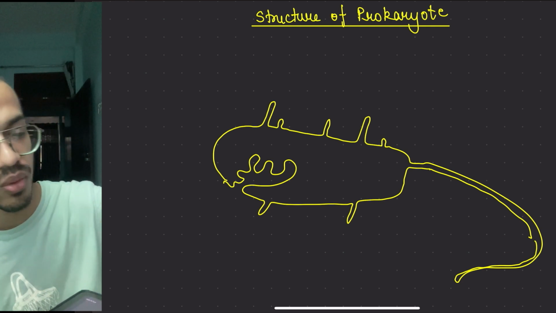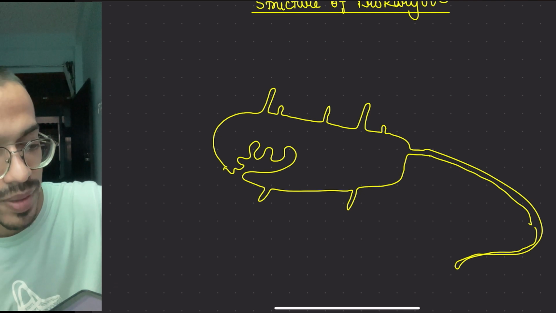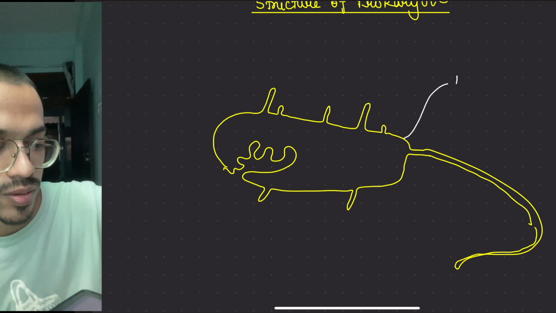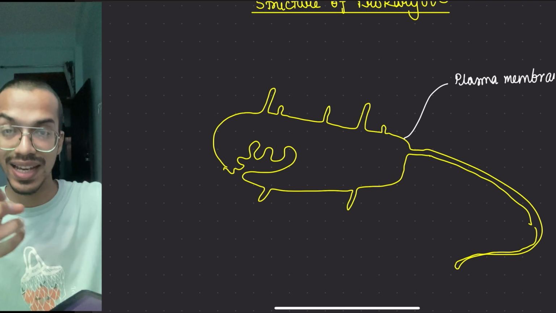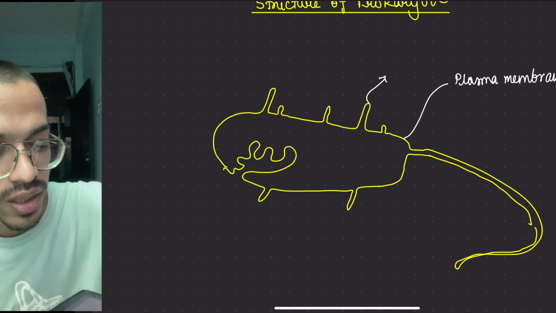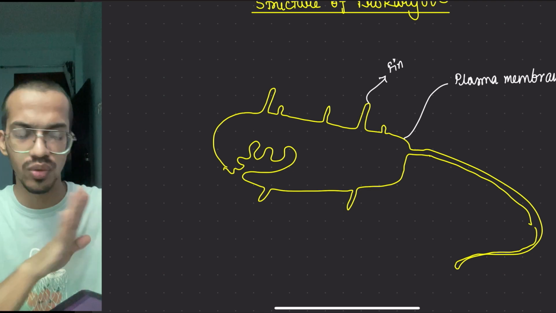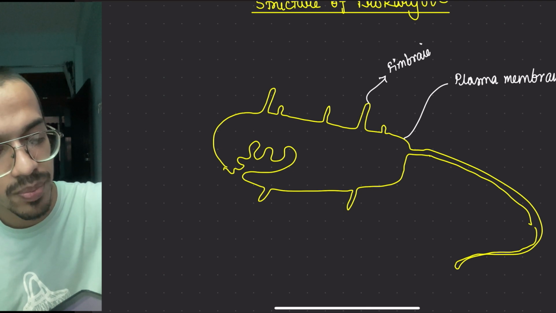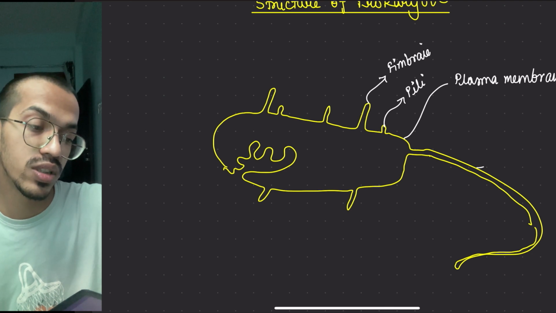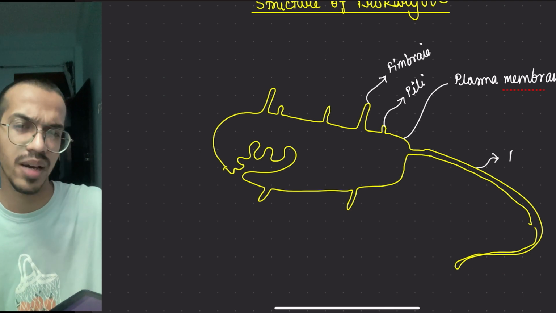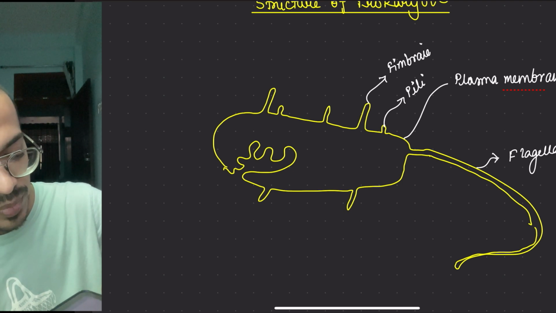So let's name what we have drawn. This is the plasma membrane. These outgrowths, the longer and bigger in size, are the fimbriae. What they do, we will learn over a period of time. The smaller ones are pili. This bigger structure helps in locomotion, so this is flagella. There might be cilia present. And this inward growth which you are seeing is the mesosome.